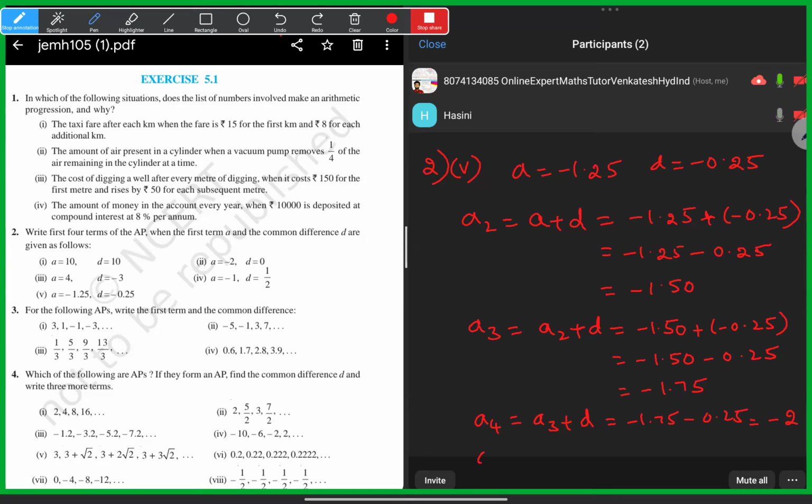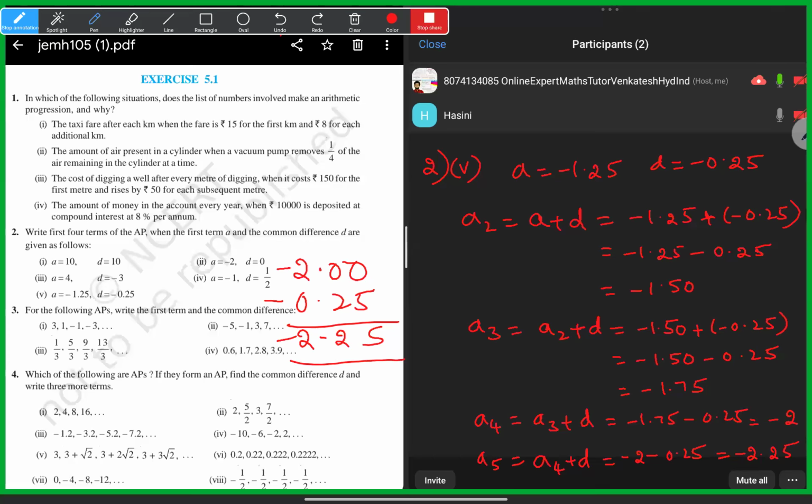Now finally, the fifth term: A4 plus the common difference. A4 is minus 2, plus the common difference, which is again minus 0.25. So minus 2 minus 0.25, when you add this, you get minus 2.25. I hope you don't have any doubt adding a decimal with a normal number. Minus 2 means minus 2.00, and 0.25 you have to keep like this. Any doubt? No, sir.